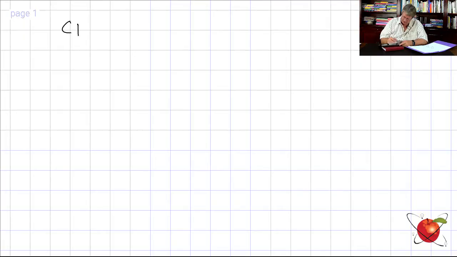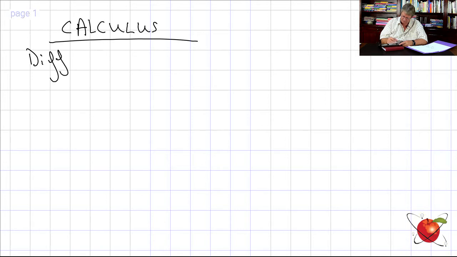Now, let's start off, and you will see that it's either going to be called calculus, also differential calculus.